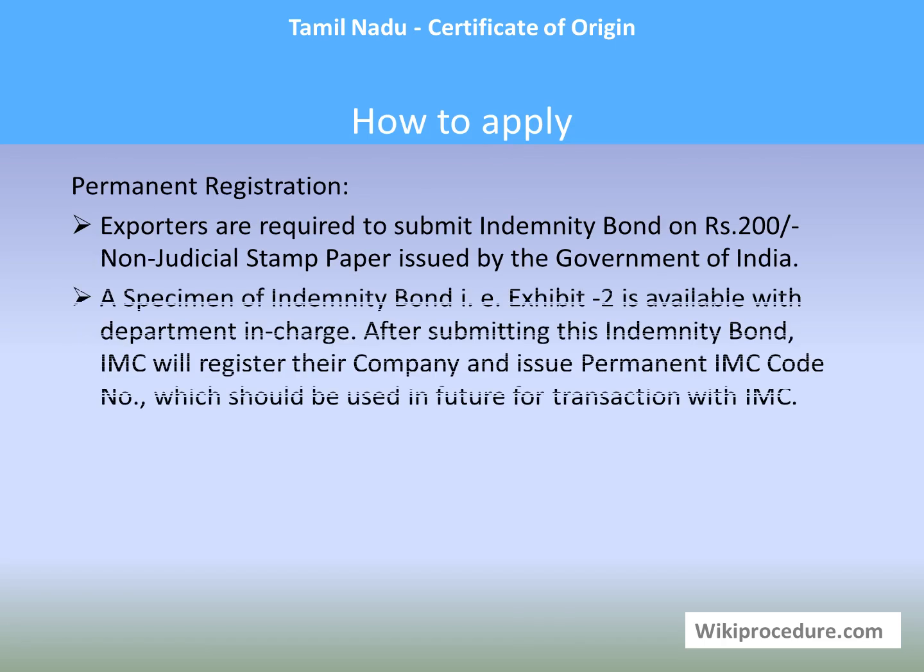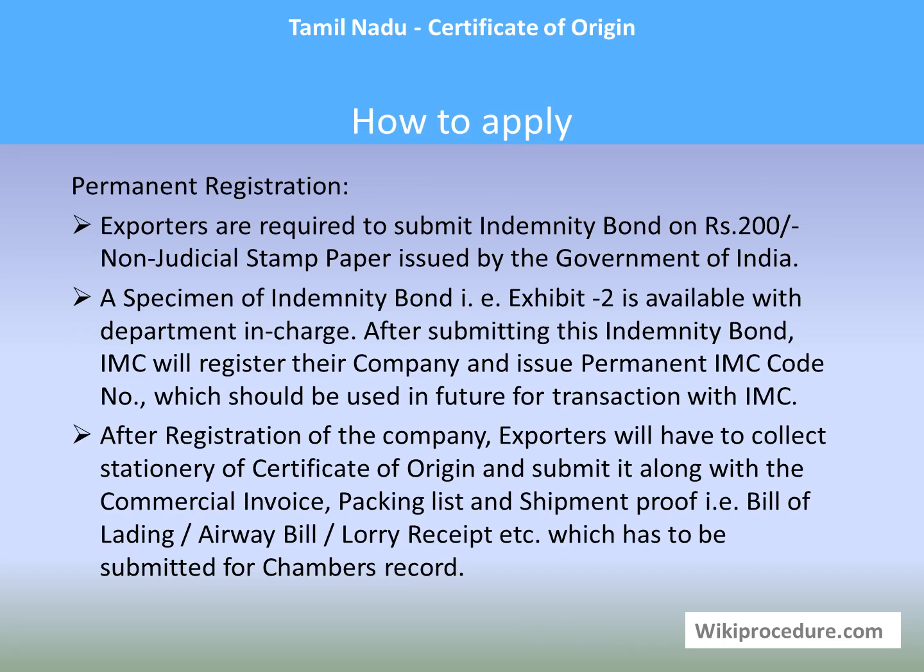How to apply for permanent registration? Exporters are required to submit an indemnity bond of rupees 200 on non-judicial stamp paper issued by the Government of India. A specimen of the indemnity bond, for example Exhibit 2, is available with the department in charge. After submitting this indemnity bond, IMC will register the company and issue a permanent IMC code number. This permanent IMC code number is useful for future transactions with IMC.